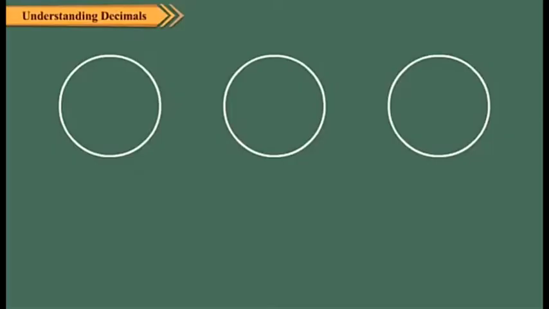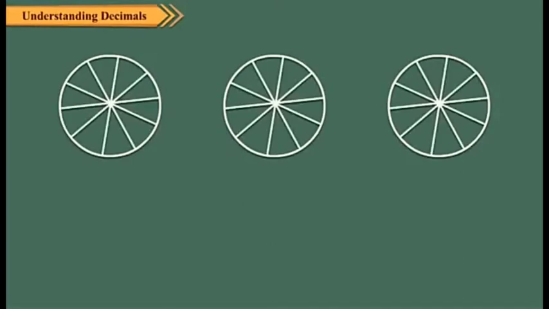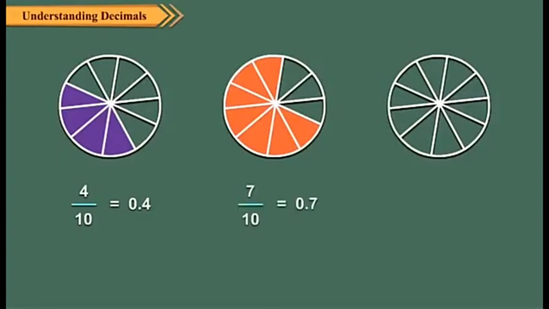Here, each circle has been divided into 10 equal parts. The shaded part of the first circle shows 4 by 10, which is equal to 0.4. The shaded part of the second circle shows 7 by 10, which is equal to 0.7. The shaded part of the third circle shows 9 by 10, which is equal to 0.9.